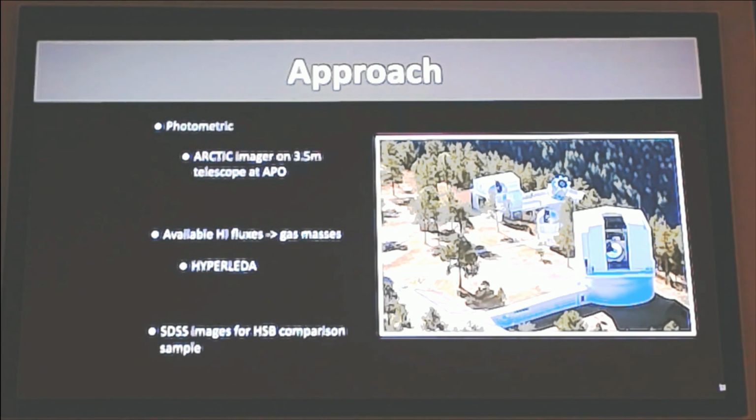For gas masses, if available, we can obtain HI fluxes, which we can convert into an HI mass and then into a gas mass. And finally, there exists ample data for HSBs out in the literature. So if we find an HSB sample, we can obtain Sloan images in order to perform analysis.